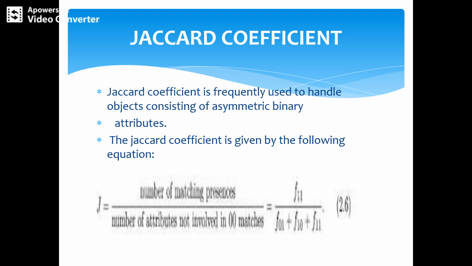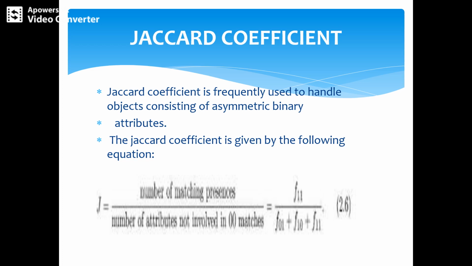Suppose that x and y are data objects that represent two rows, or two transactions, of the matrix, each with asymmetric binary attributes corresponding to an item in a store. Then 1 indicates that the item was purchased, while 0 indicates that the product was not purchased. The Jaccard coefficient, often symbolized by capital J, has the following equation: the number of matching presences divided by the number of attributes not involved in 0-0 matches.